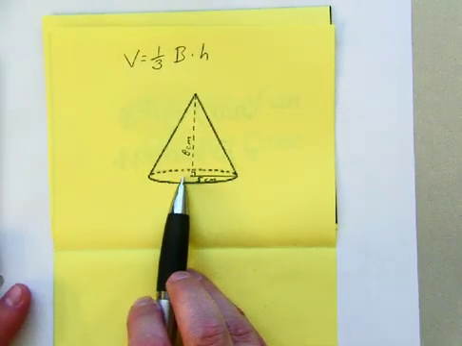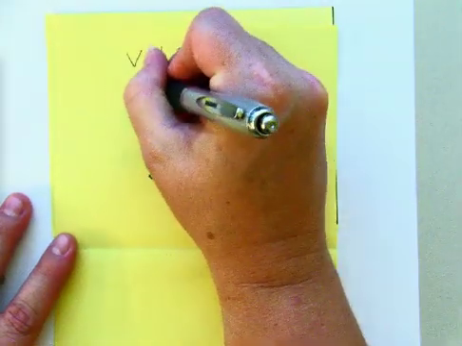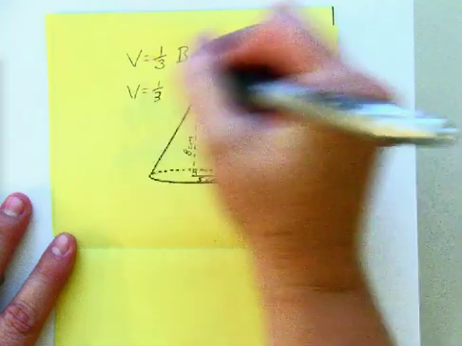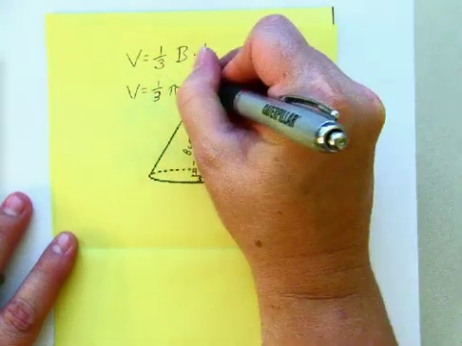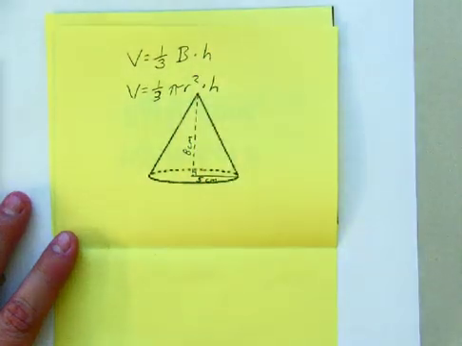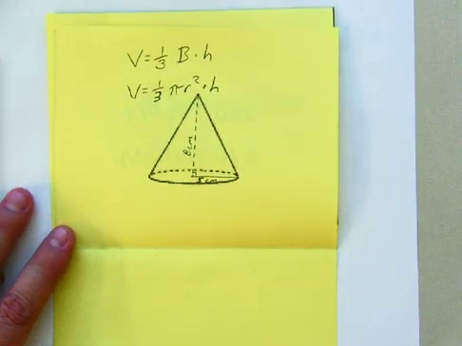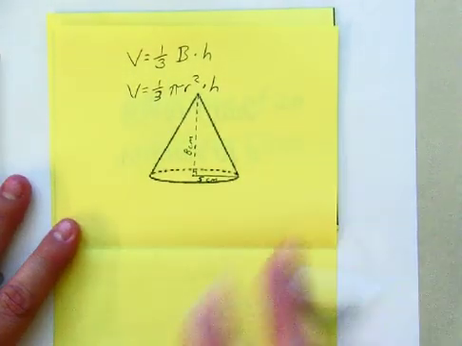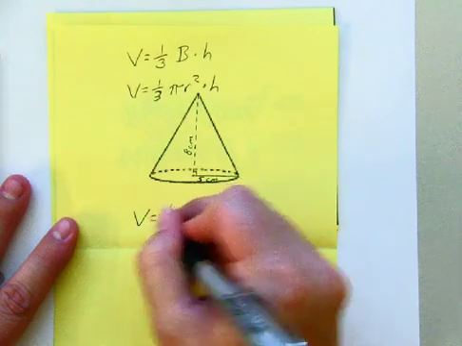So since there's a circle, instead of just putting capital B, our equation for the area of a circle is pi r squared, and then times the h. So 1/3 pi r squared h. Okay, so looking at the picture that we have, we're going to go ahead and copy down our equation.